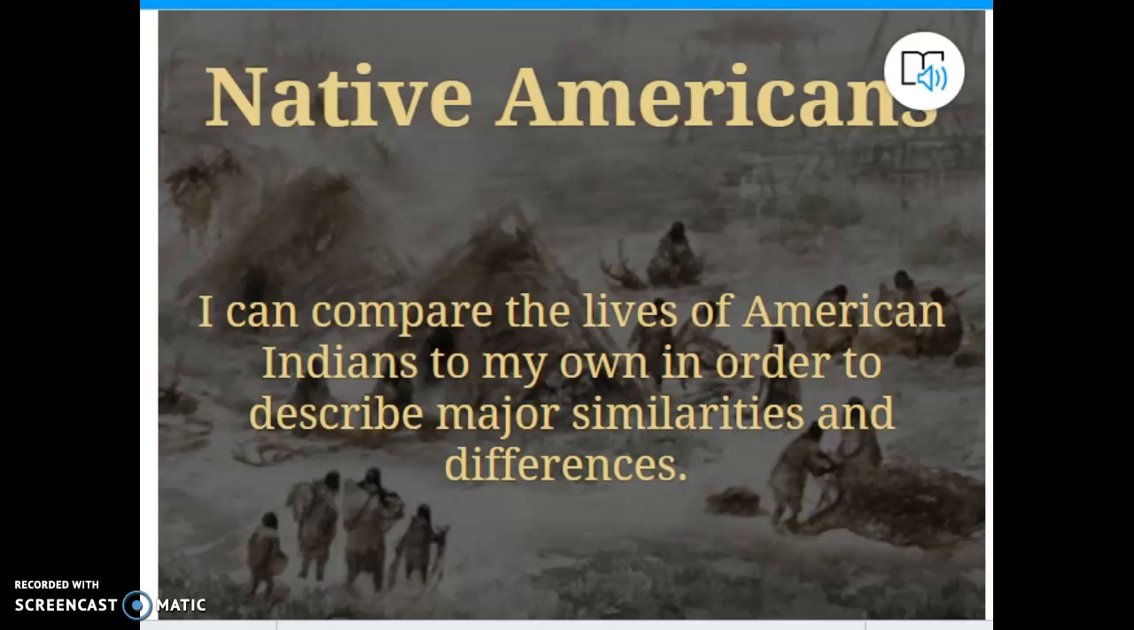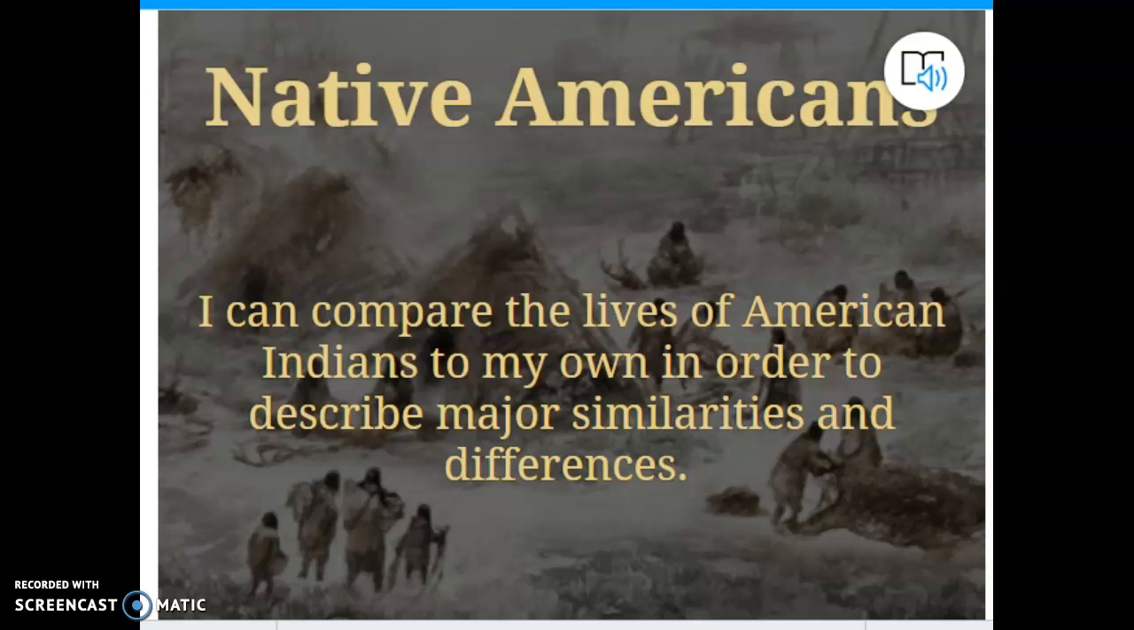So let's go ahead and get into our first topic, and obviously as you can see from the slides here, it is Native Americans. And hopefully by the end of all of this, you will be able to compare the lives of American Indians, Native Americans, to your own life in order to describe major similarities and major differences. Okay, that's what we're going to look at there, being able to describe the differences and similarities between our two lives.